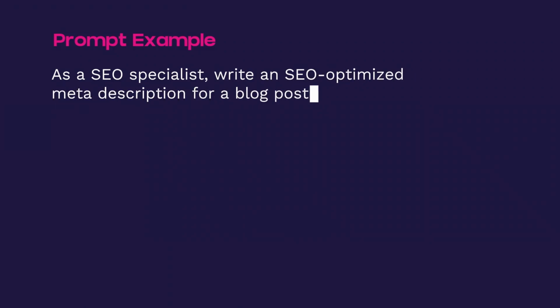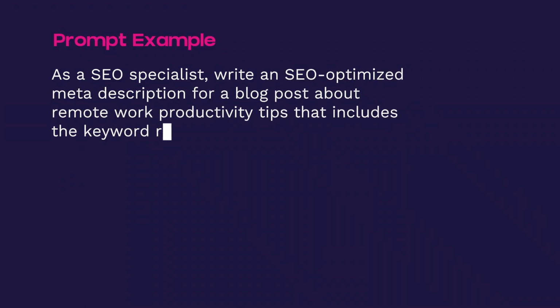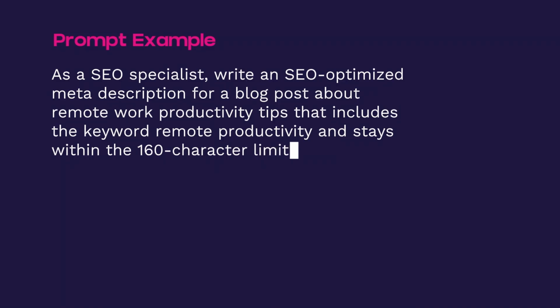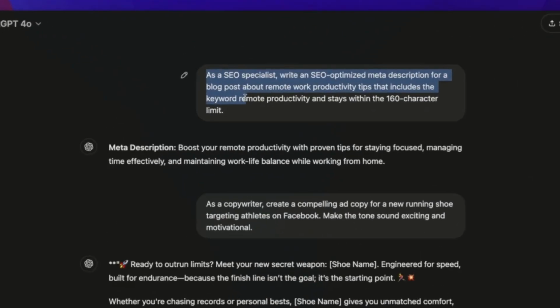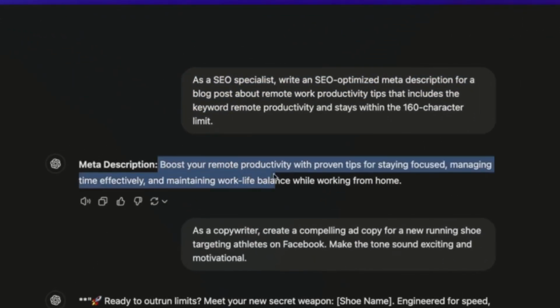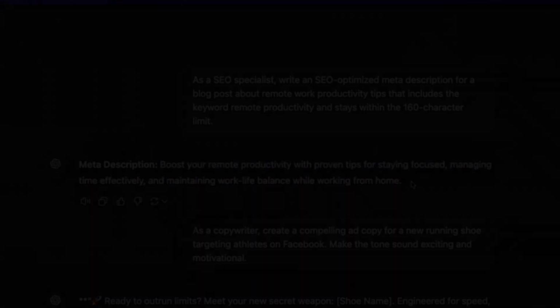ChatGPT can also be used for writing SEO meta descriptions. So generate keyword optimized descriptions to improve your search engine visibility. So an example prompt here could be something like, as a SEO specialist, write an SEO optimized meta description for a blog post about remote work productivity tips that includes the keyword remote productivity and stays within the 160 character limit. So you see here's an example prompt, and it just gives you a quick little example.